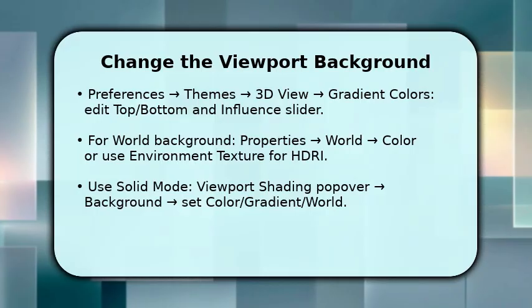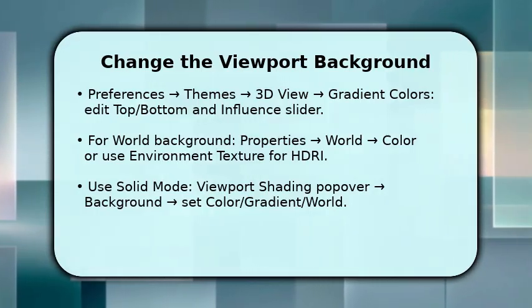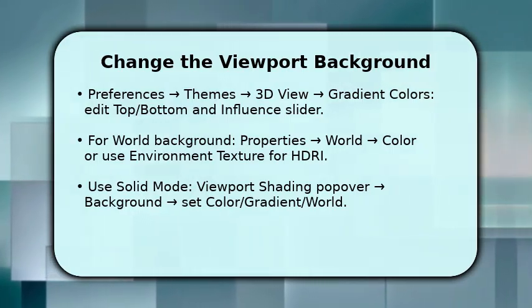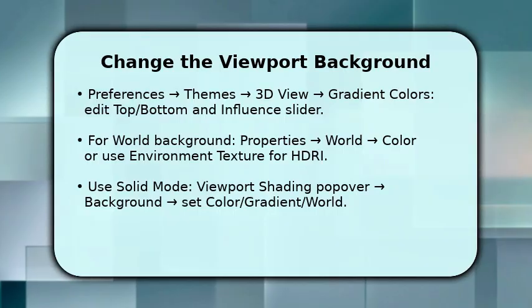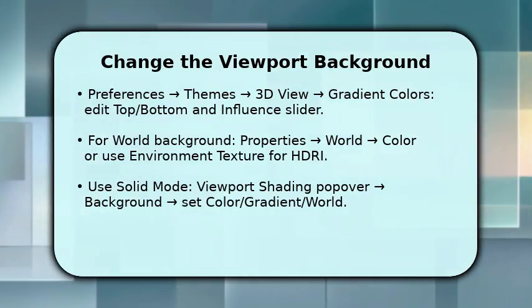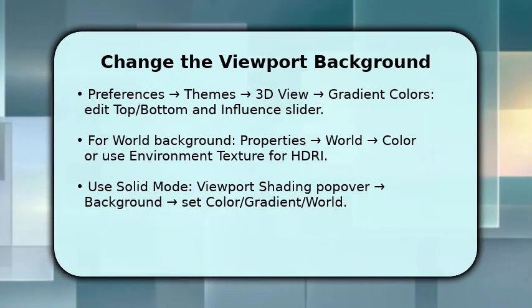Now change the actual background color depending on method. Use Preferences > Themes > 3D View for UI level gradients. Adjust top and bottom colors and set influence to control mix. If you want scene accurate lighting or an HDRI, open Properties > World and pick color or environment texture.